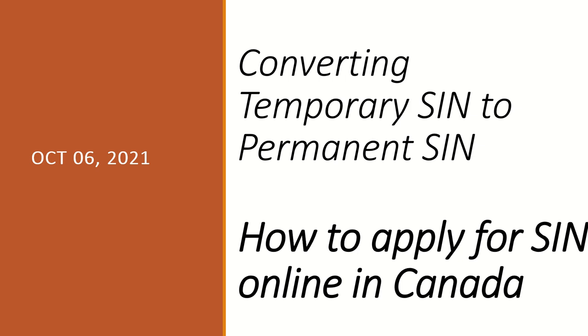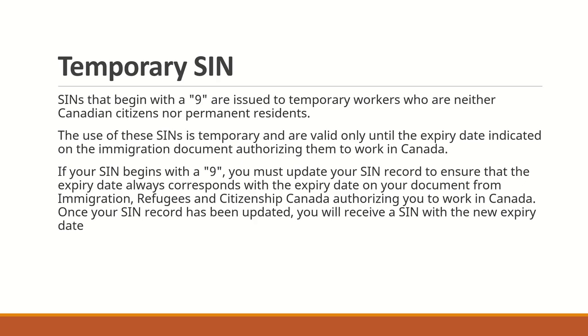Convert your temporary SIN, if you have one, into a permanent SIN, or if you don't have one at all, get a new permanent SIN number. So I'll just spend a minute on this. Temporary SIN is a SIN number which begins with 9. It's given to student permit holders and work permit holders in Canada whose residence status is temporary in nature, and once you become permanent, depending upon the province you are in, your SIN number will start with 5 or 4, and depending upon where you are in Canada, your SIN number will start with a different number other than 9.